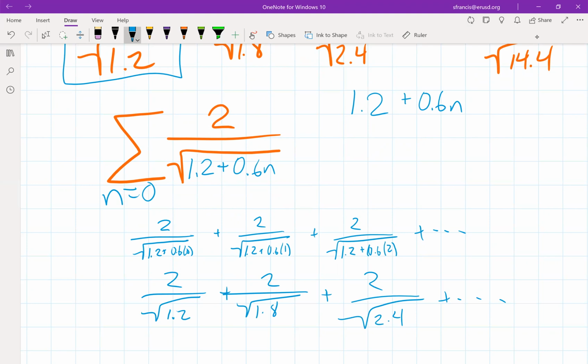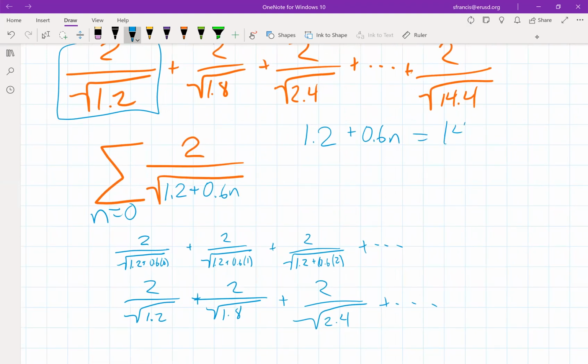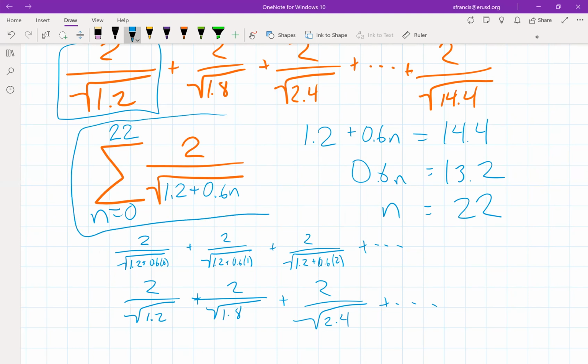I just have to figure out where to end it. To figure that out, I'm going to set 14.4 equal to the expression that I'm using. So 0.6n is going to be 14.4 minus 1.2, which is 13.2. When you divide by 0.6, we get 22. So this works. This is not the only thing that works. As I've shown you already, there are many different things that could work. But what most of you were writing with a sum outside of the square root was not going to work.